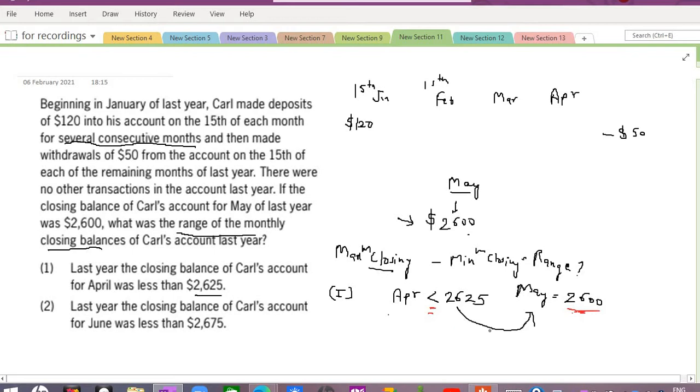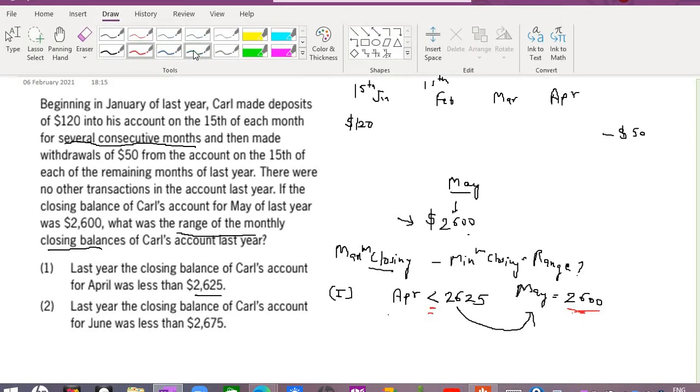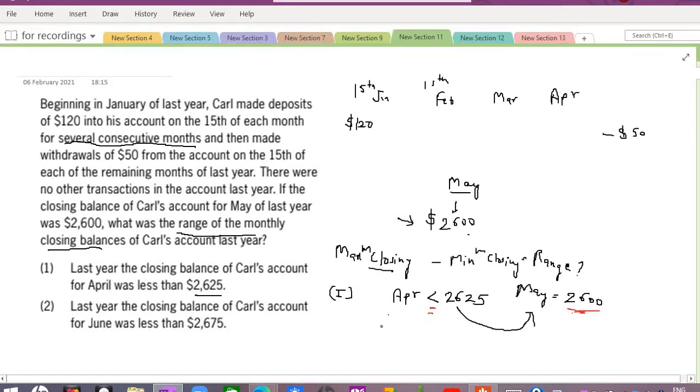He deposited $120, right? So from this question, I can say that in the month of April, he actually deposited $120. I mean, from April to May. So on May 15th, he actually deposited $120. So whatever may be the amount in X, I'm not bothered, because this is a data sufficiency question. May's closing balance is X plus that 120. Makes sense?